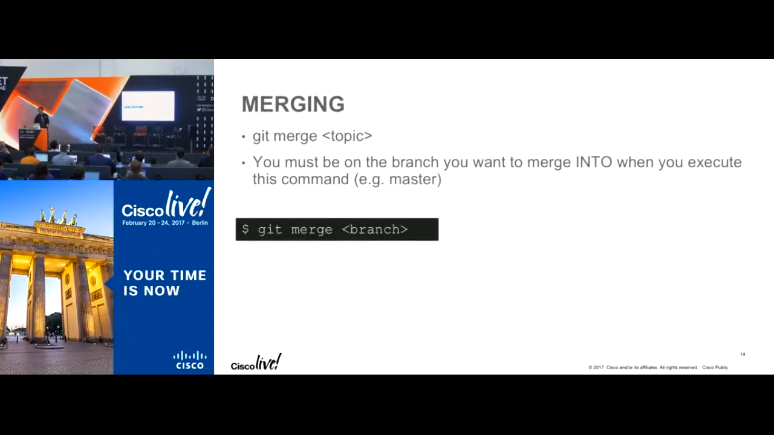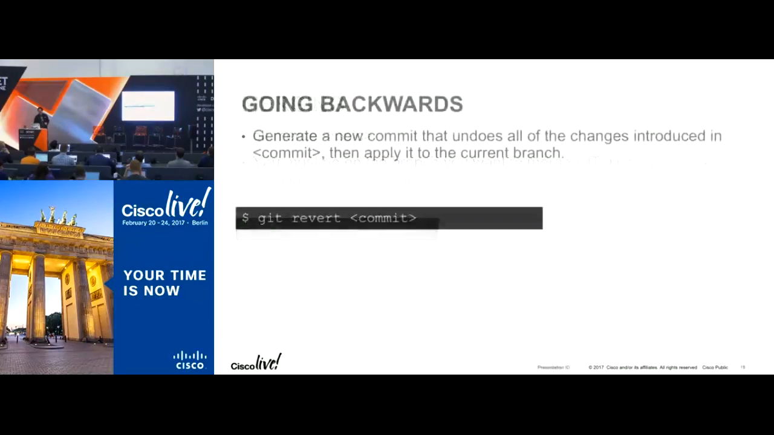OK, so I talked about merging. Going backwards, some people want to know, what if I make a mistake in my commit? How do I go backwards? There are several different ways. Git revert, and you apply the commit SHA hash to it.